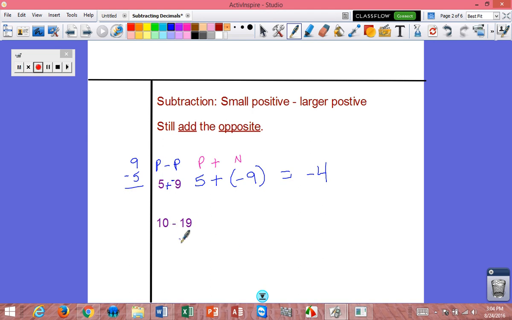Alright, 10 minus 19, same thing. We've got a positive minus a positive. So I want to change this to addition, and I want the 19 to be negative because that's the opposite of a positive. So I really have 10 plus a negative 19. Alright, so just like the previous problem, we have a positive plus a negative now. So I'm going to do normal subtraction, 19 minus 10. We know that's 9. Since 19 is the higher number, we know that it's negative here, so the answer must be negative.